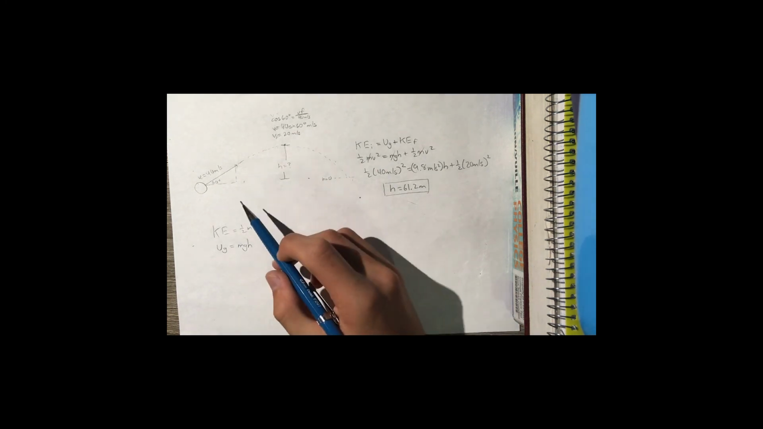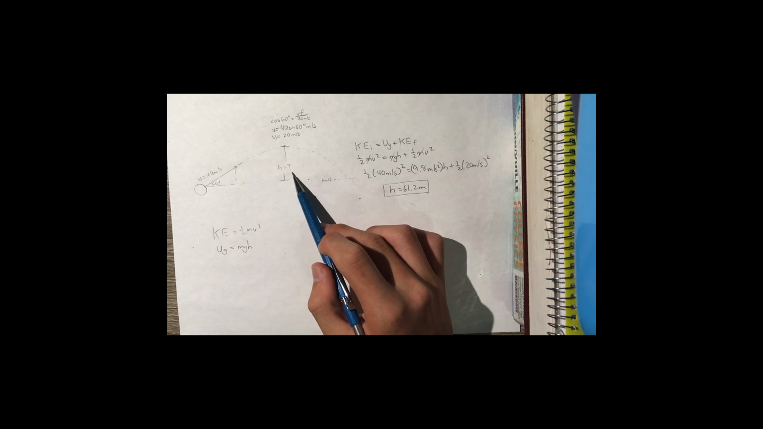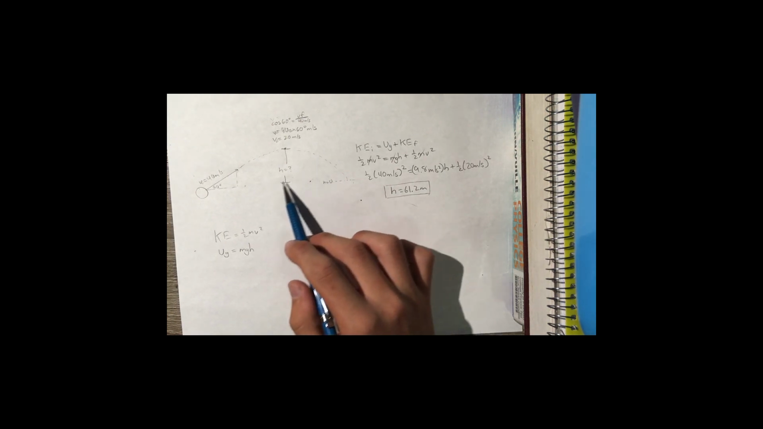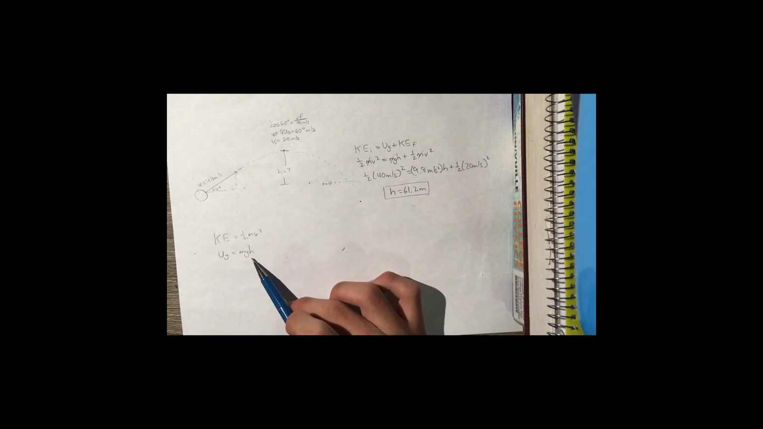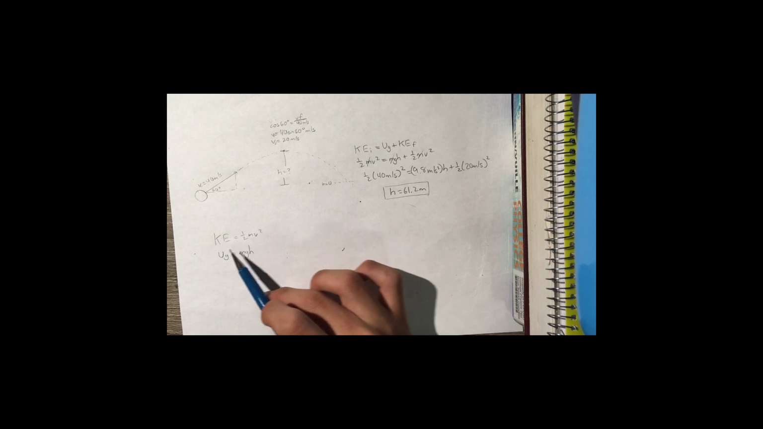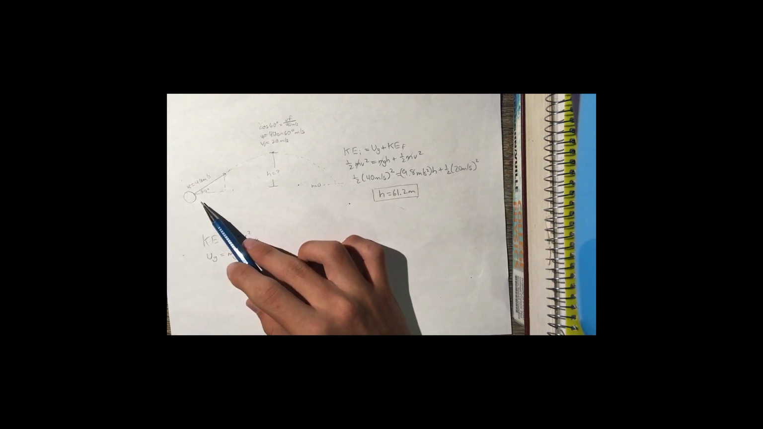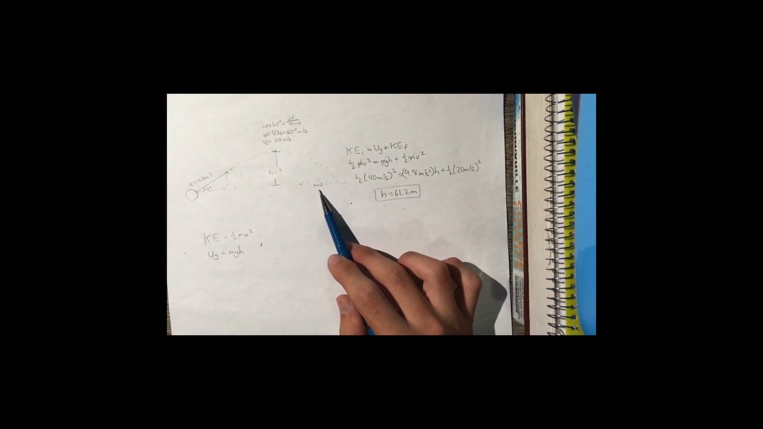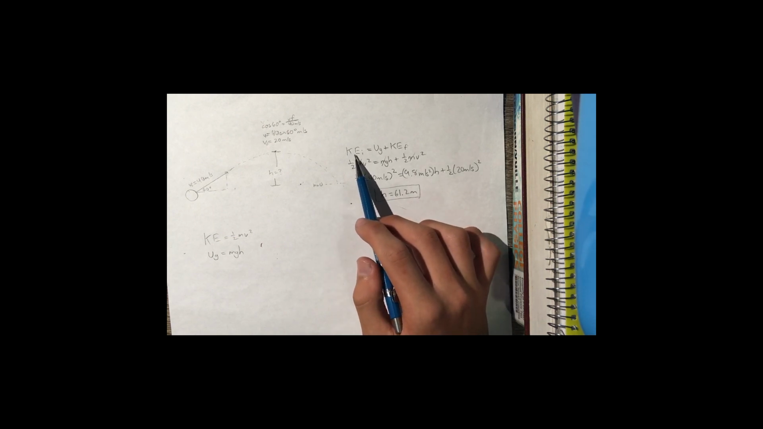Okay, first we should draw a diagram, and we are asked to find the maximum height of the projectile during its flight, and the equations that should be used are the gravitational potential energy formula and the kinetic energy formula. And we can see that at the start the projectile has no gravitational potential energy because the height is 0, so it only has kinetic energy.